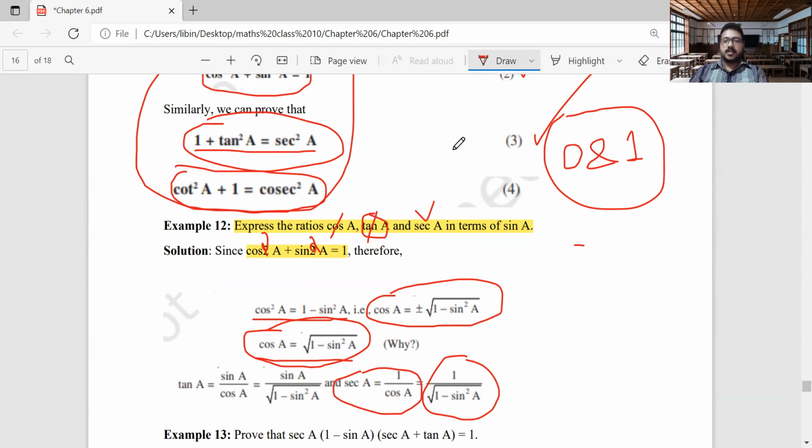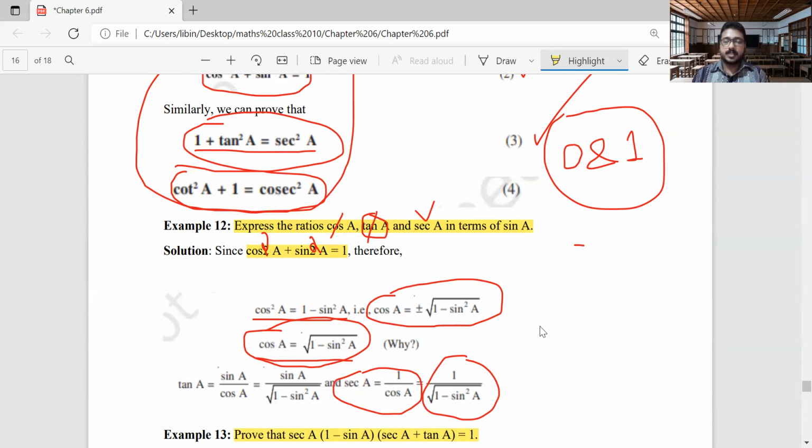Now, look at our next example. Prove that sec a into 1 minus sin a into sec a plus tan a is equal to 1. Look at the question again. The LHS is given to you. We want to prove that the LHS is equal to the RHS, which is 1. The resulting quantity is 1. We want to prove that.